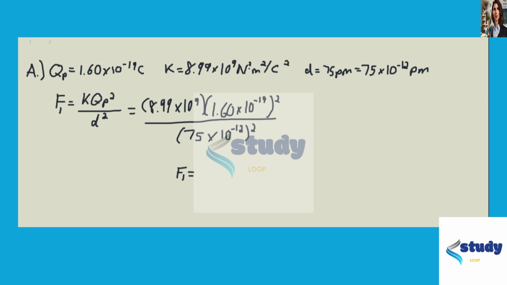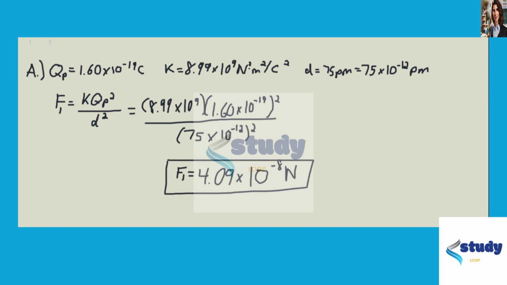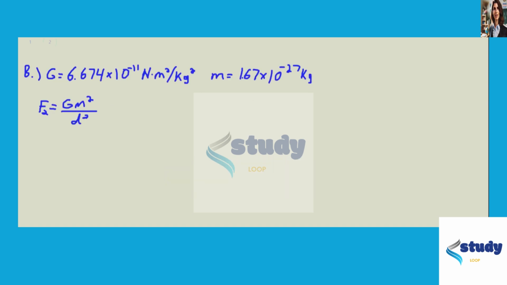So that's going to be 4.09 times 10 to the negative 8 newtons. That's going to be the electrostatic force. Now for gravitational.